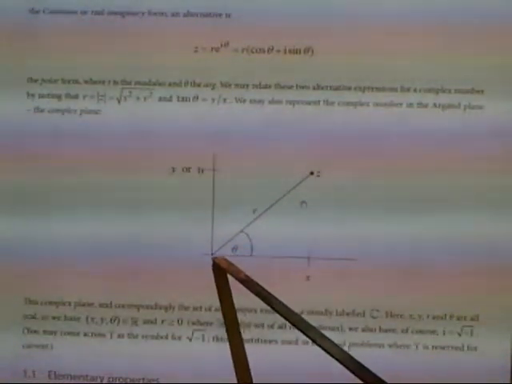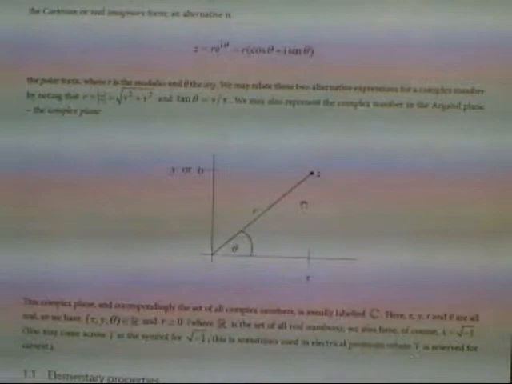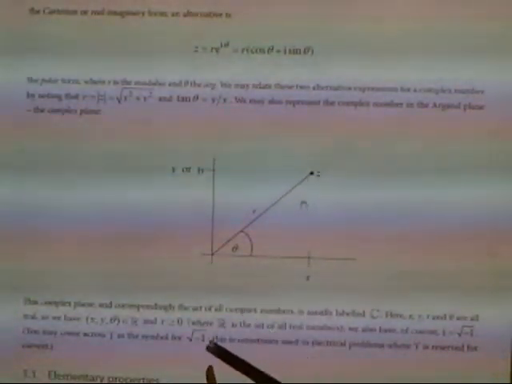When you look at the complex number, the horizontal axis represents the real part x, and the vertical axis represents the imaginary part y. This is the iy, this is the x. The r value is the magnitude, and theta is the angle. So i is equal to the square root of minus 1.